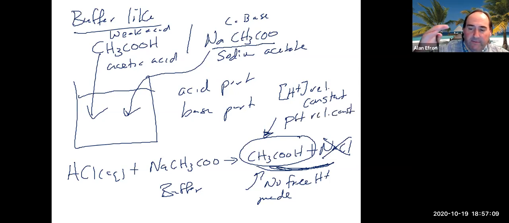Because we're able to keep the H plus concentration relatively constant, we will not have a big jump in the pH. It will move slowly a little bit in the acidic direction, but you won't see a giant jump in the pH because we basically maintain the H plus concentration.